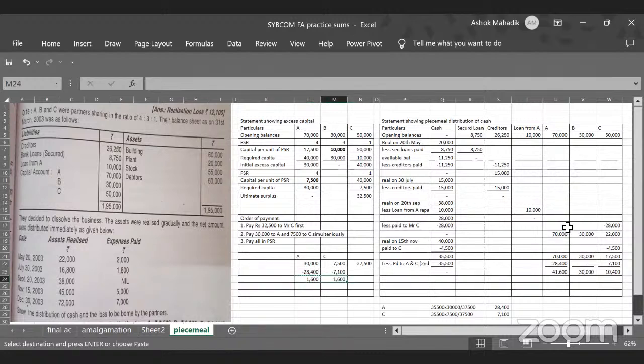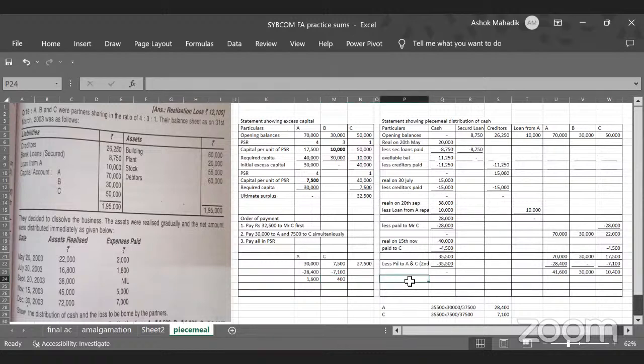So the balance still payable to A is 1,600 and C is 400. Clear? So with the next realization, we have to first clear this and then go for the third order of payment. Clear? So the last realization was 15 November. Now December 30th is the last realization.